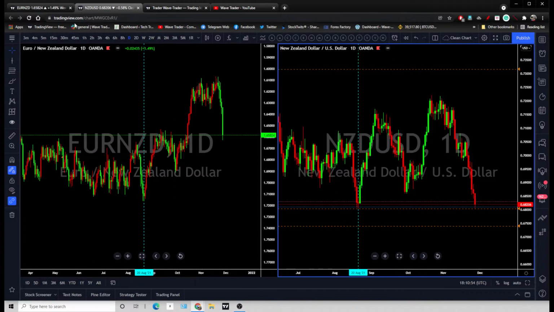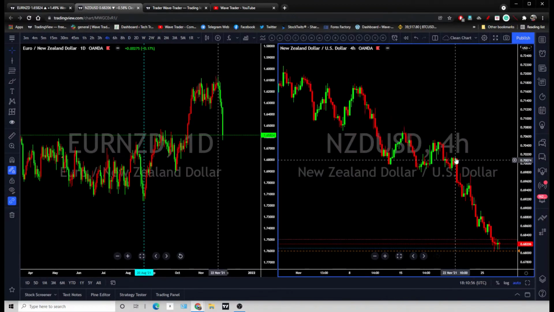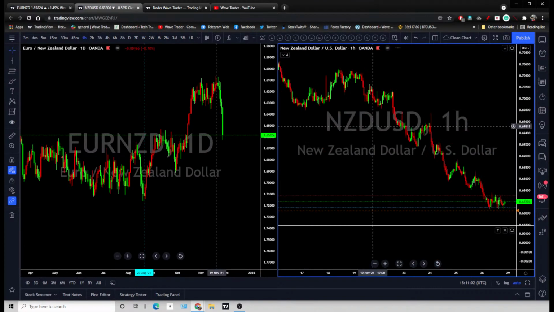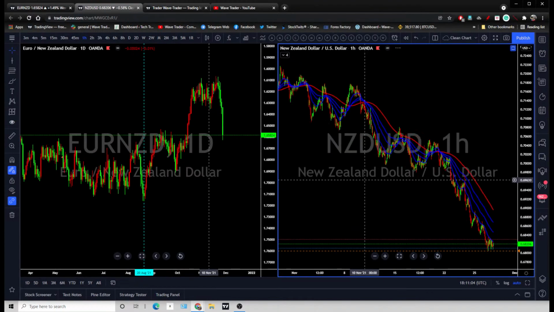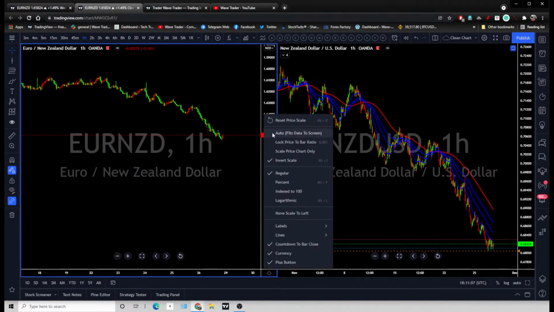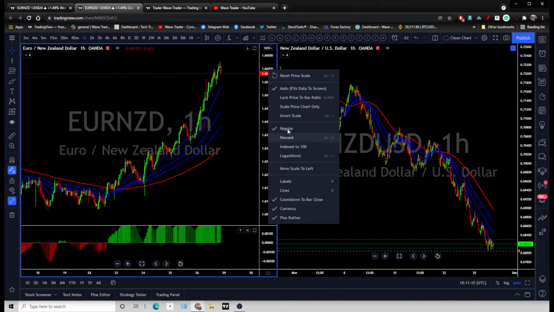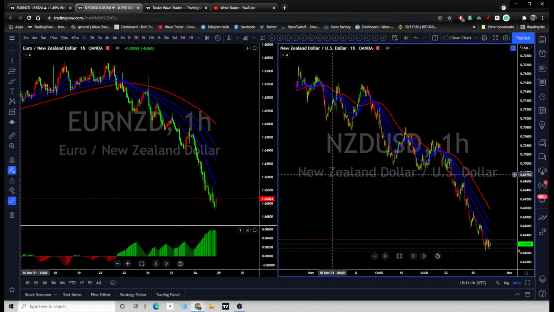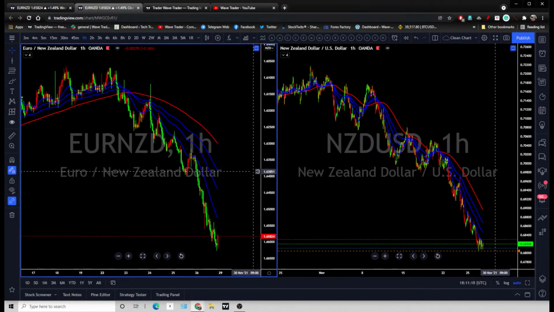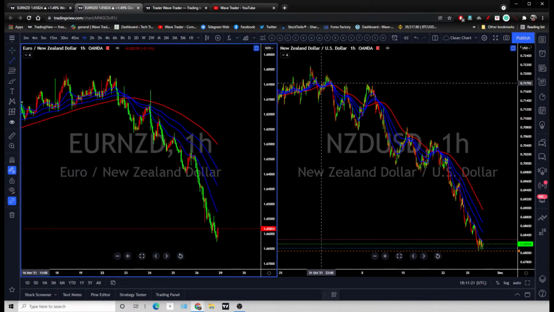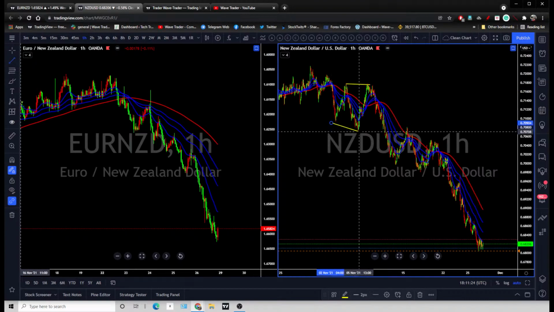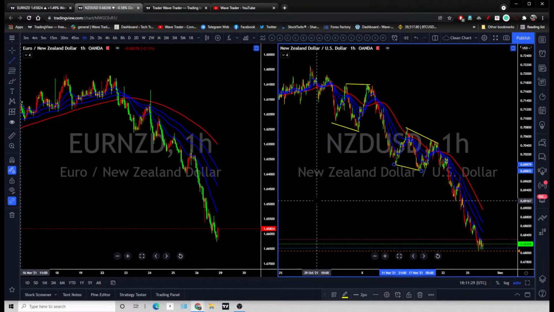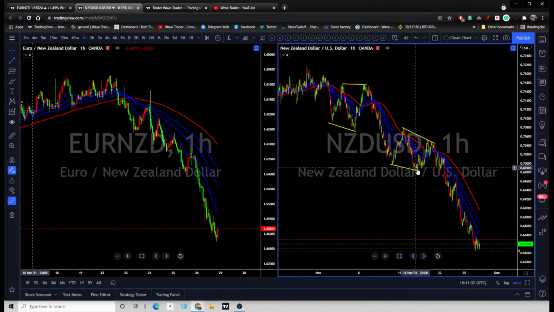Okay, so let me go to the lower time frame and pull out some moving averages on this chart, and let's do the same with this. There we have seen plenty of corrections on the New Zealand dollar and US dollar. I'm expecting a quick move on the Euro New Zealand dollar to just keep going, finish the move like the New Zealand dollar has just done.